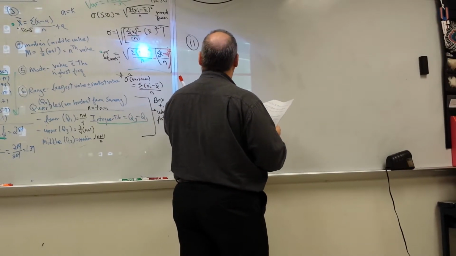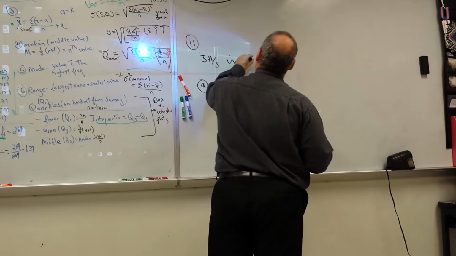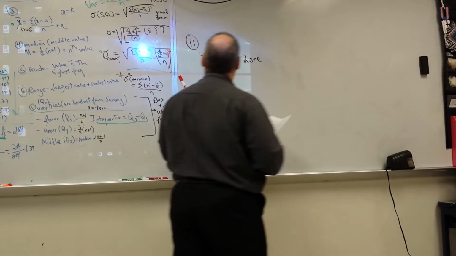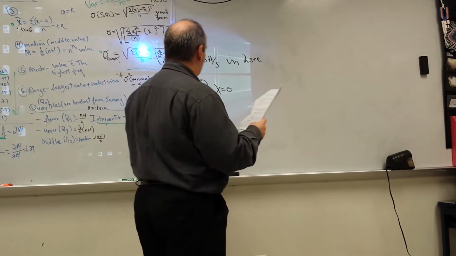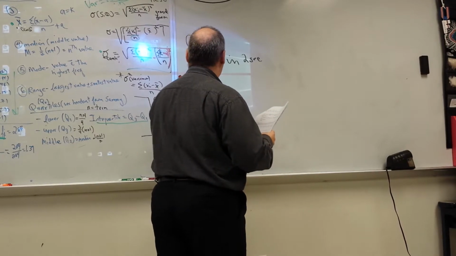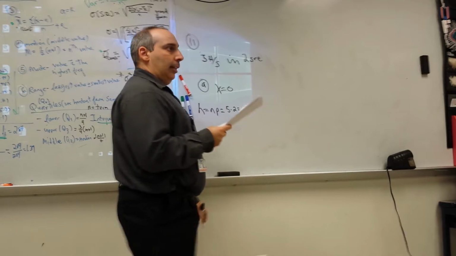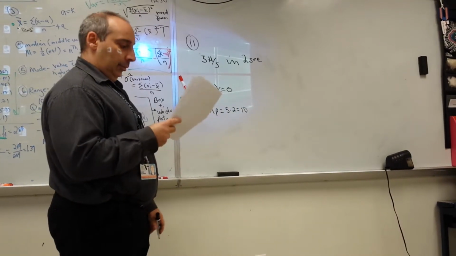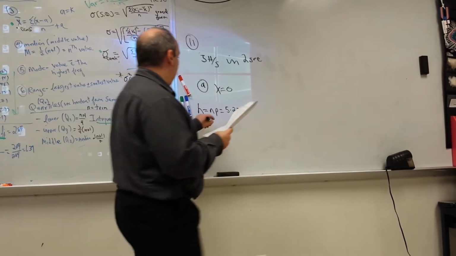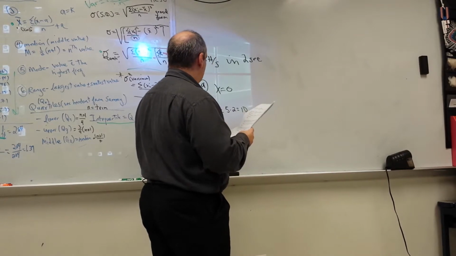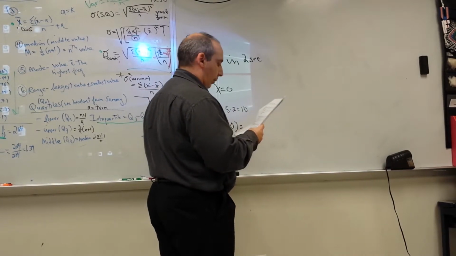So, it said in 2 seconds. So lambda is equal to NP, which is 5 times 2, which is 10. That's what we're trying to find, right? So far, so good? And now, just like Mr. Rupper said, we just go e to the what now?